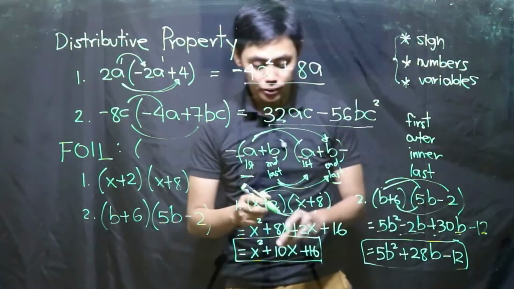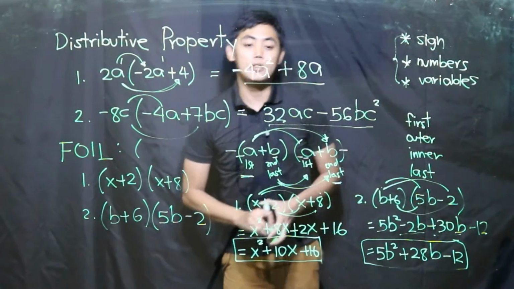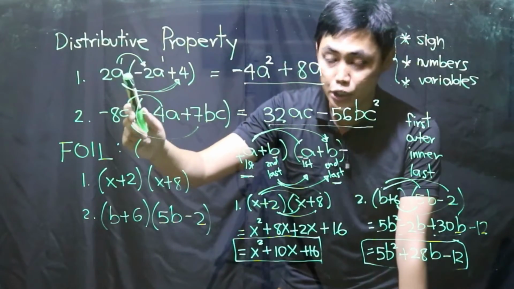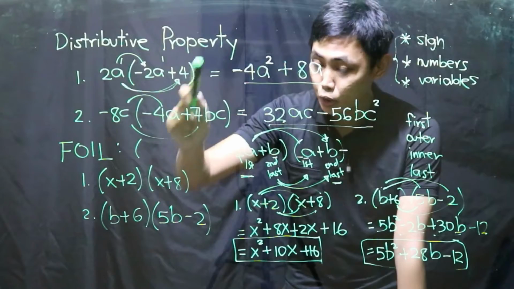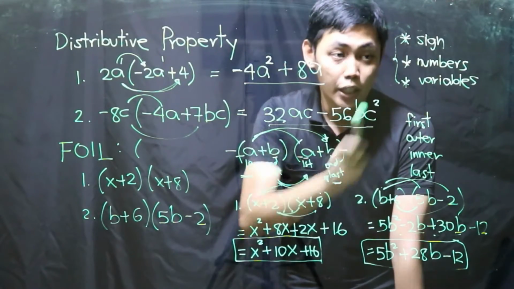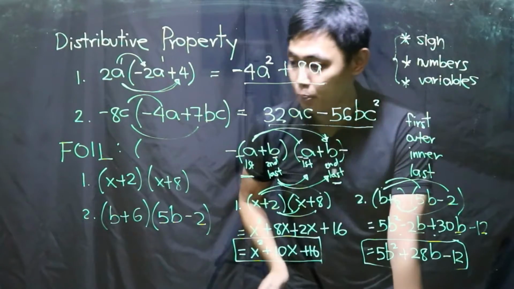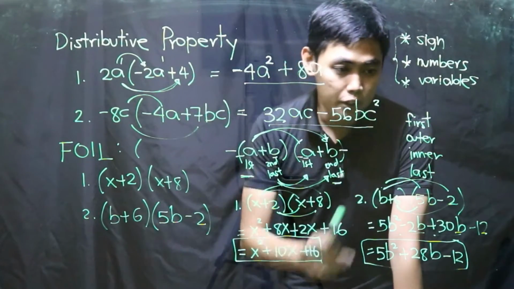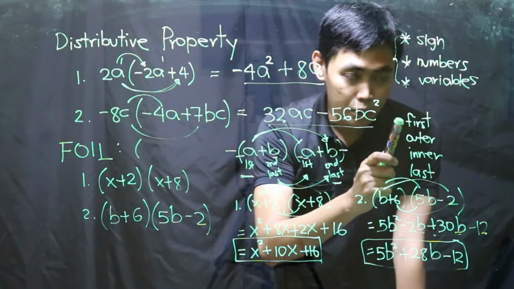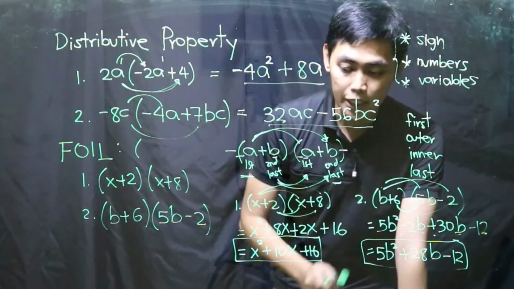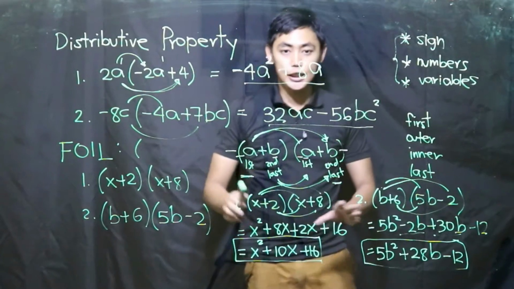Okay. I hope that you got it. So distributive property, you just need to distribute a number to groups of numbers. Just follow this. First, sign, numbers, and then variables. And then FOIL method, you will just need to multiply the first term, next the outer terms, inner terms, and the last terms. And that's it.